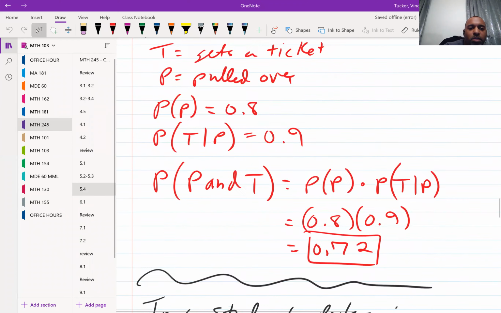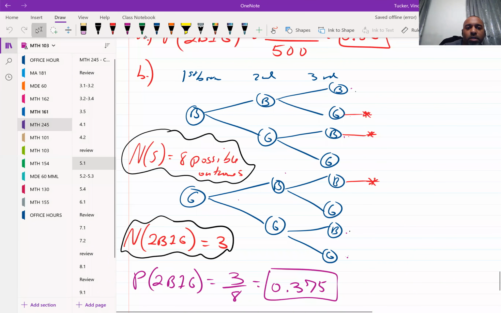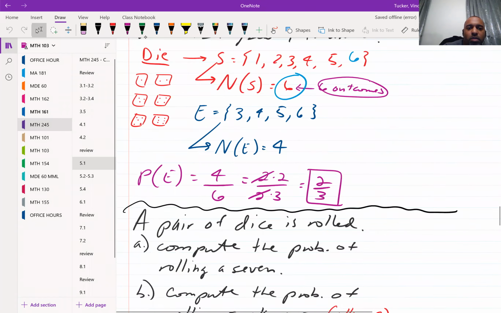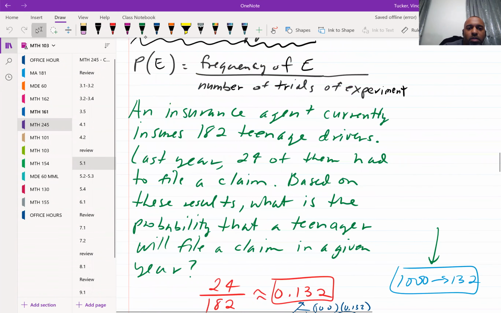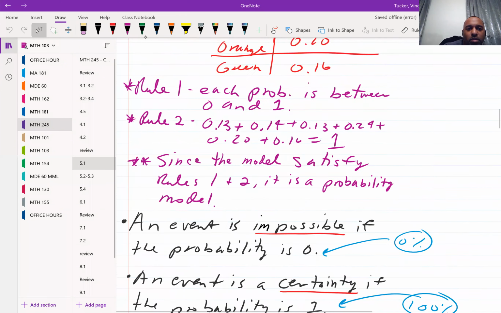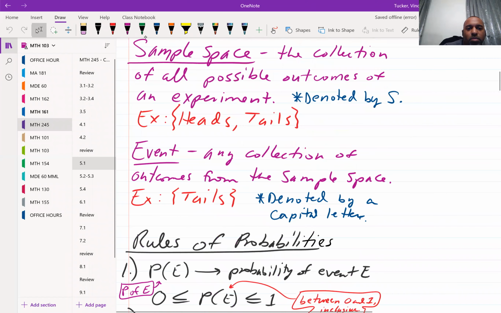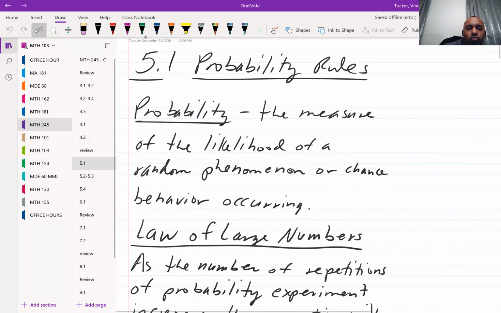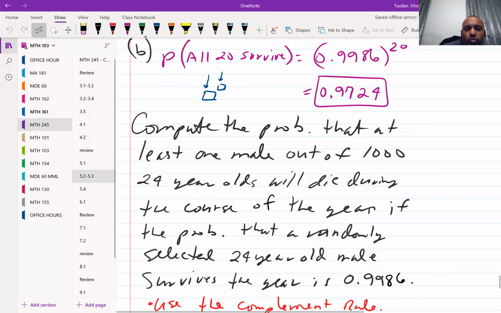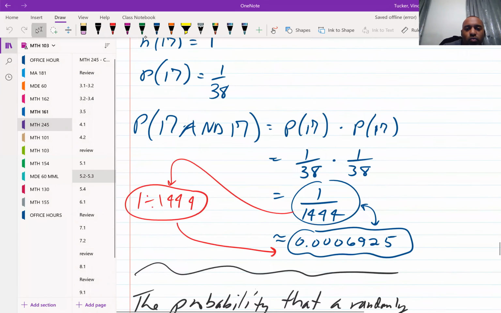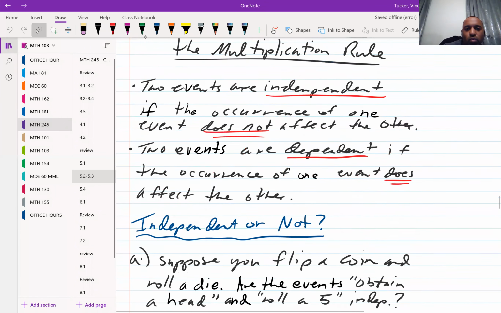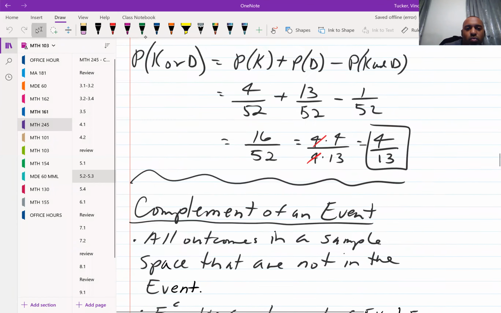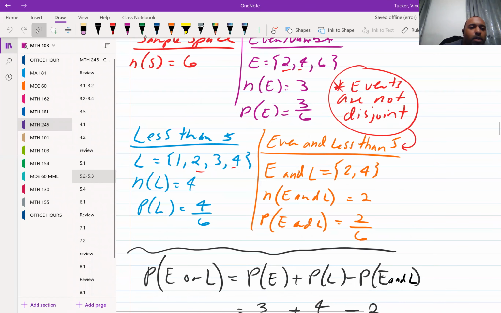Can't read this. Gotta be 5-1. Are you serious?